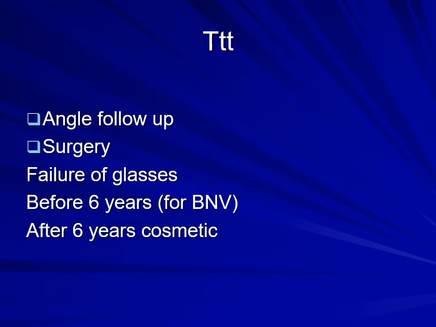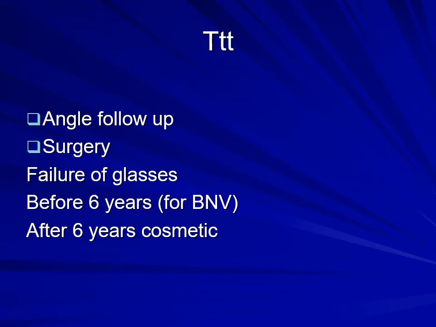Then we do follow up of the angle, and we do not start surgery unless there is failure of glasses. And failure of glasses means that the patient is wearing his glasses but the response is poor. If the child is not wearing glasses, this is not failure of glasses. This is failure of the family to make the child use the glasses. And there is no alternative here other than glasses. Before the age of 6 years, our target of surgery is to regain the binocular vision.